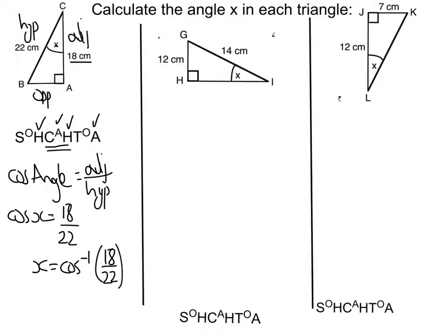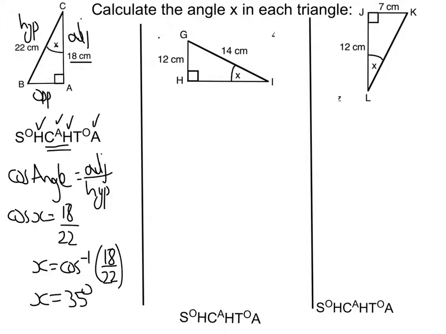So now put that into your calculator. Press shift cos, open bracket, 18 divided by 22, close bracket, and you should get an answer of 35 degrees to the nearest degree.